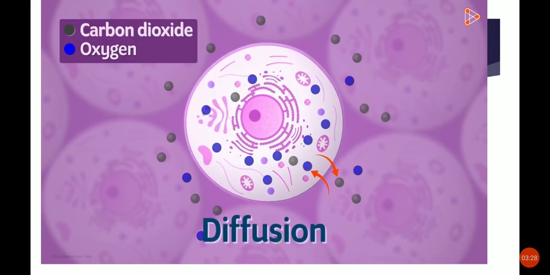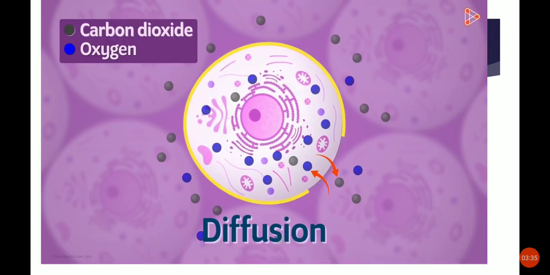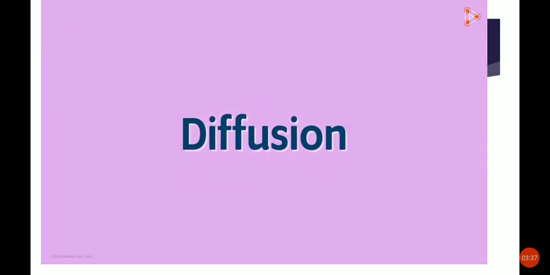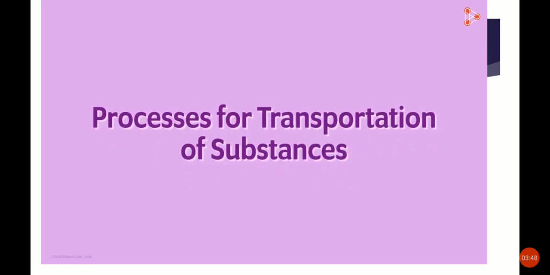Diffusion is one of the processes by which transportation of several substances is carried out across the cell membrane. But it's not the only process on which the cell relies. There are a few more methods that the cell adopts for transportation of substances. Let's have a look at these processes in the next video.